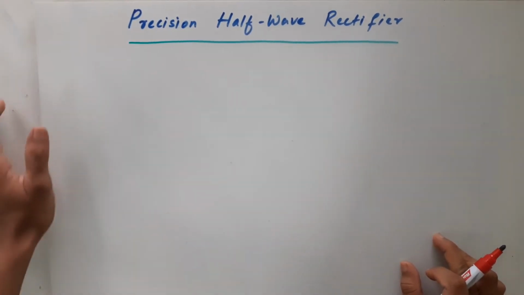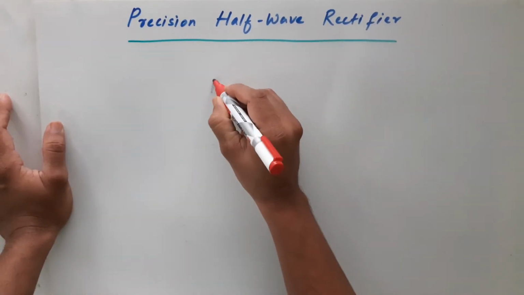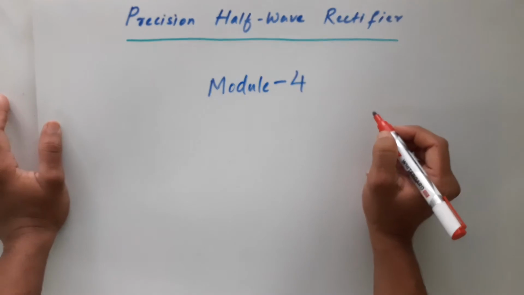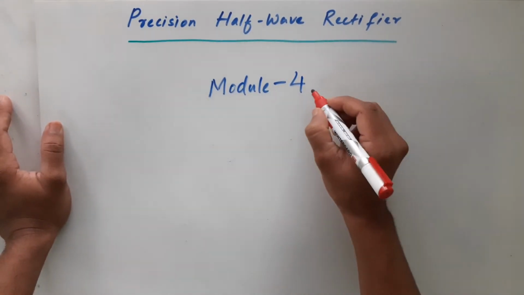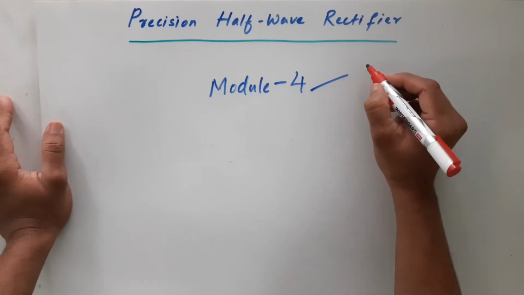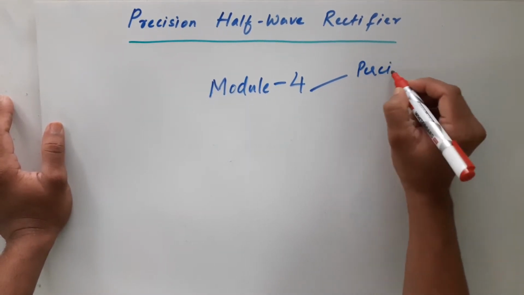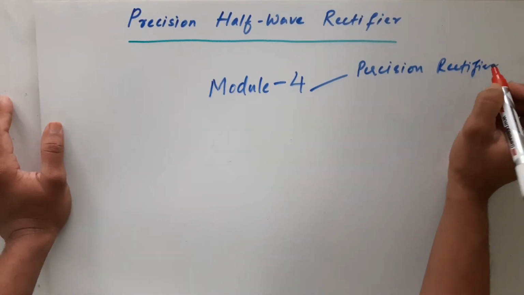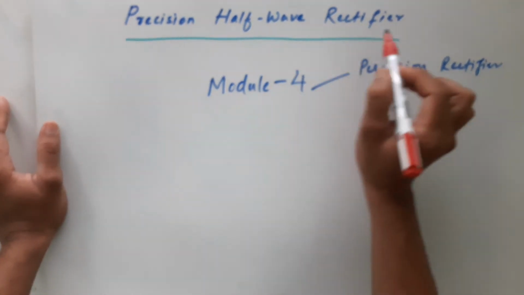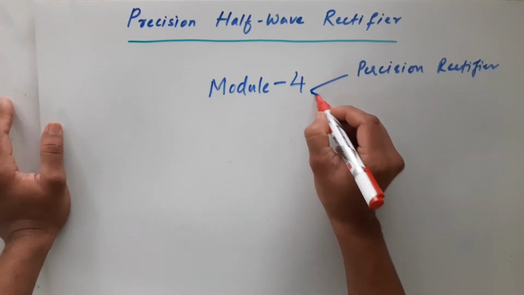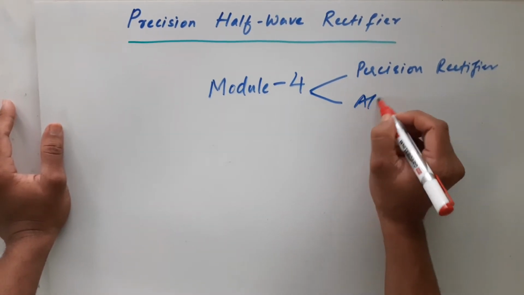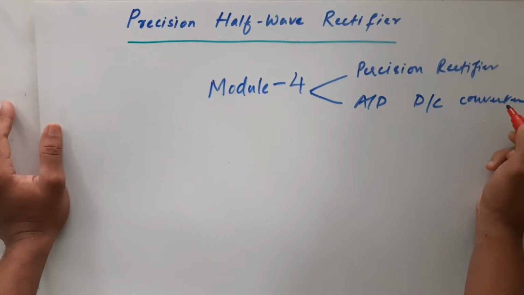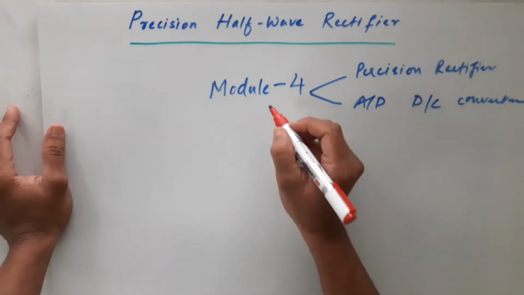Hello students. So today we will be starting with module 4. In module 4 you will be having the first part as precision rectifiers. In precision rectifiers you will be studying precision half wave rectifier and precision full wave rectifier. Then in module 4 part B you have converters, analog to digital and digital to analog converters. These are the two topics to be studied under module 4.